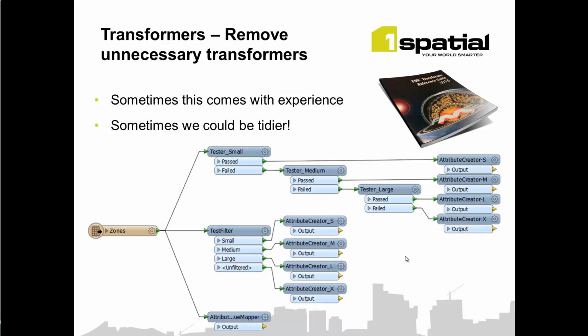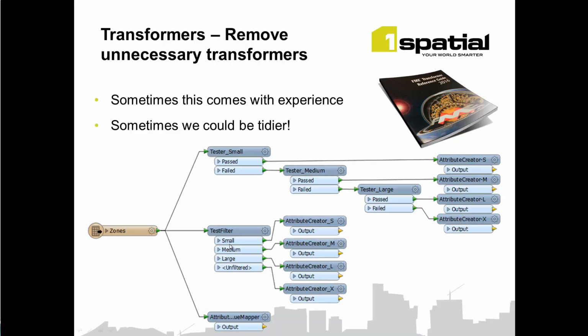So here, for example, there is a zone dataset, and somebody's placed a tester transformer on the canvas, and we're choosing to test to see if there are any small zones, and what we're going to do here is pass those through and then set them to a particular value. Anything that fails, we're going to test to see if it's medium and set it to a value. Large ones get set to a value, and anything that is something other than large, medium or small gets set to another value. Well, you could use the test filter to do the same thing.